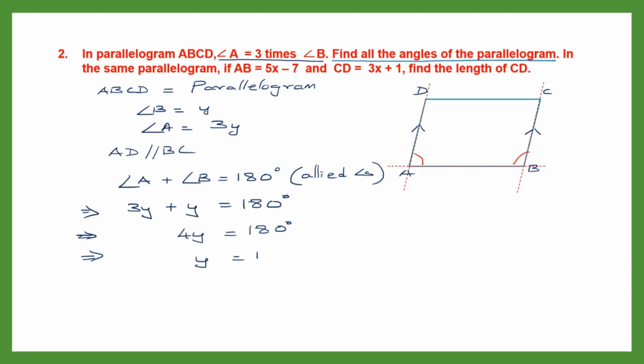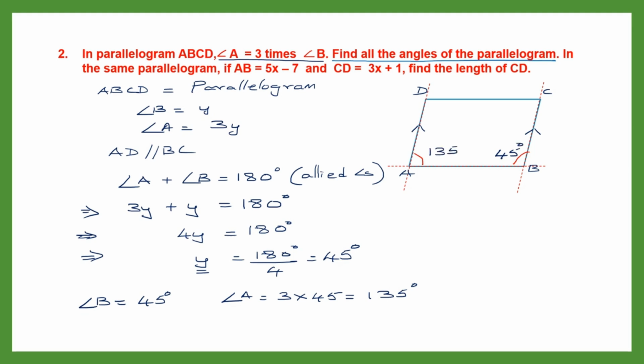So now we can find the value of y. y is equal to 180 degrees divided by 4, and that will be 45. So if y is 45, then that is actually angle B, isn't it? So angle B is y, which is 45 degrees. Angle A we said is 3y, that means 3 into 45 degrees, which is 135 degrees. So we have found two angles. Let's write it there. B is 45 degrees, A is 135 degrees.